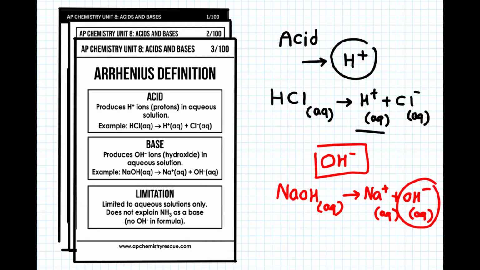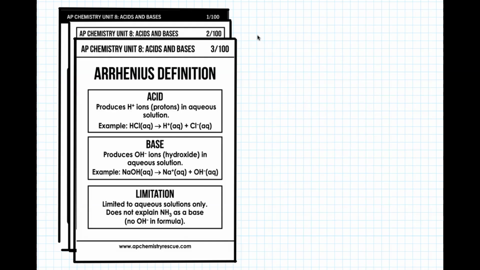What is the weakness of this definition? Why do we need other definitions? This is limited to aqueous solutions. It does not explain NH3. NH3 is a base, but where is the OH- it is forming? There is no OH- forming. So how come it is a base? That's why we need another definition.